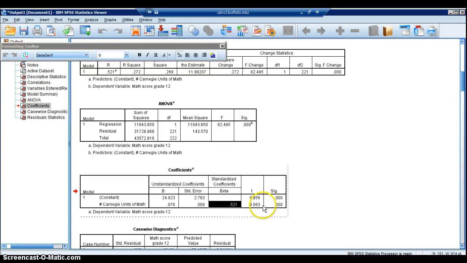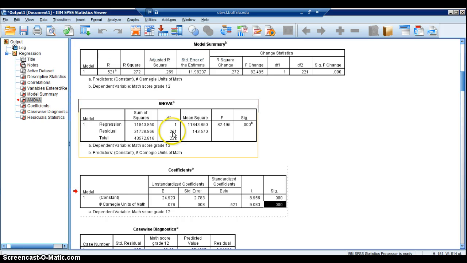You have your t statistic right next to it, and the p-value. This p-value here is for a two-tailed test. The actual degrees of freedom associated with that t statistic comes from the residual of your ANOVA table. So in this case, the t statistic has 221 degrees of freedom.